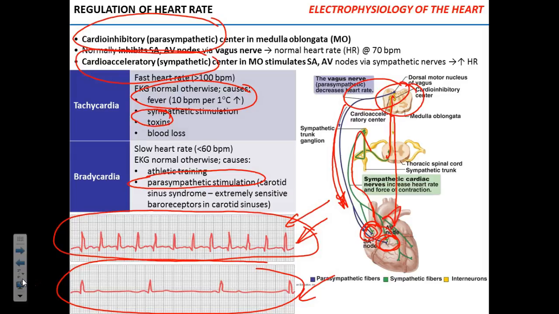Okay? Does that make sense? Because I will ask you that. You have to understand the roles of the sympathetic and parasympathetic nervous system in controlling the heart rate. Okay? We're good.